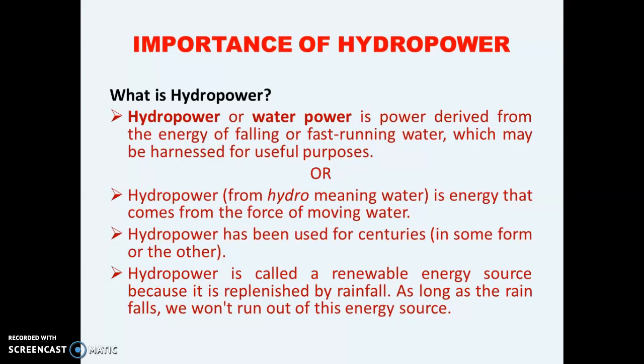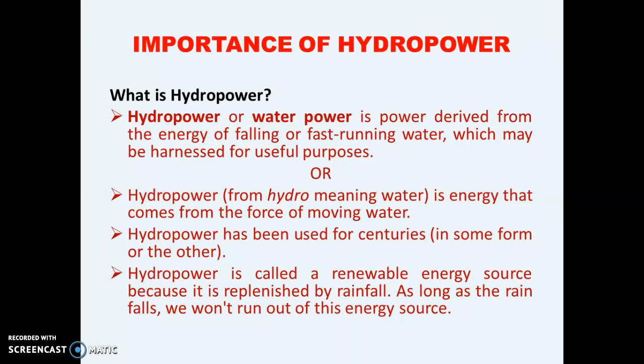Hydropower is the power derived from the energy of falling or fast running water, which may be harnessed for useful purposes. Or hydropower is energy that comes from the force of moving water. Out of these both, any definition is okay. The basic meaning is that hydropower is nothing but the power derived from water which is falling from a great height, or water which is running with a very great velocity.